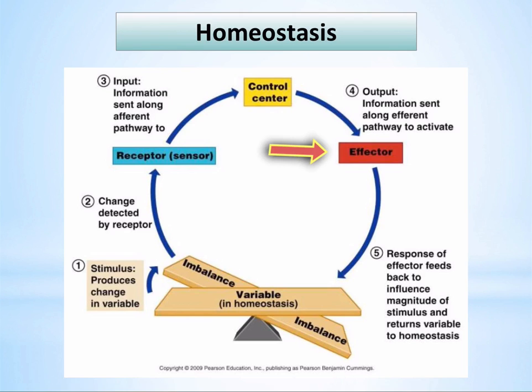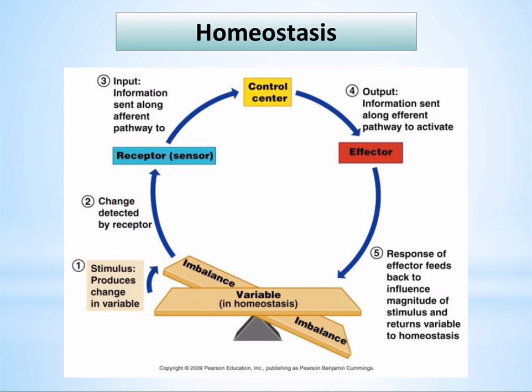Effectors are parts of the body that initiate a change to bring the balance back to normal. So in this case, the effectors are sweat glands to produce sweat, so we can reduce body heat that way, and to increase circulation through the skin, so that more heat is radiated from the skin.